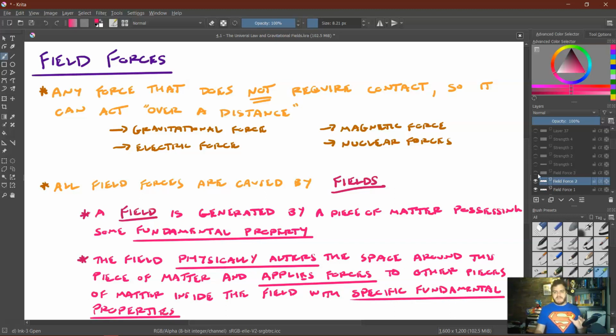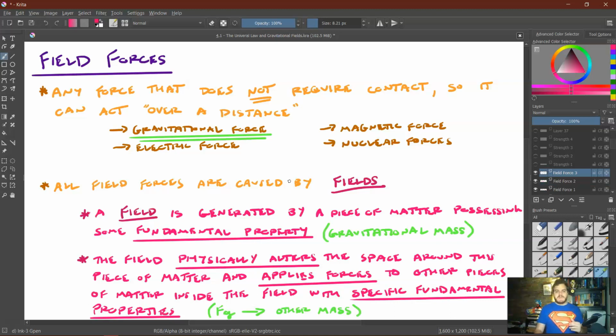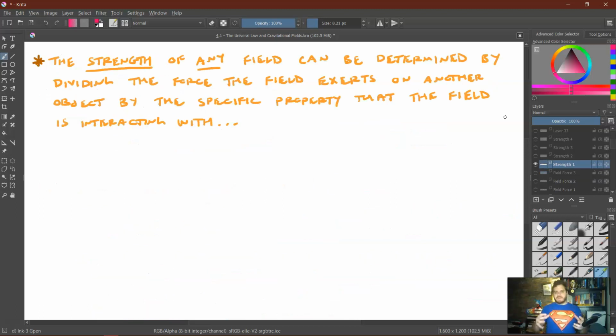So let's review what that means in the context of gravitational force. A gravitational field is generated by a piece of matter possessing the fundamental property known as gravitational mass. The gravitational field physically alters the space around this piece of matter and applies gravitational forces to other pieces of matter inside the field with mass. Now, the strength of any field, whatever it may be, can be determined by dividing the force the field exerts on another object by the specific property that the field is interacting with. Okay, once again, it's kind of a lot of gobbledygook. So how can we make that into a more translatable sentence?